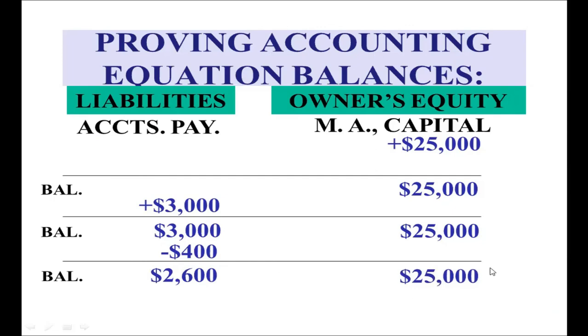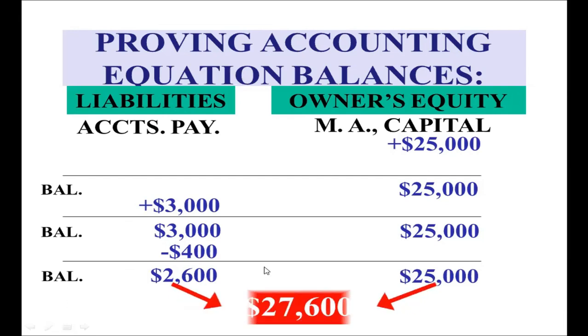But our capital still remains the same as we have not invested any additional capital. So the total of our liabilities and owner's equity, for the credit side of the balance sheet, is 27,600.